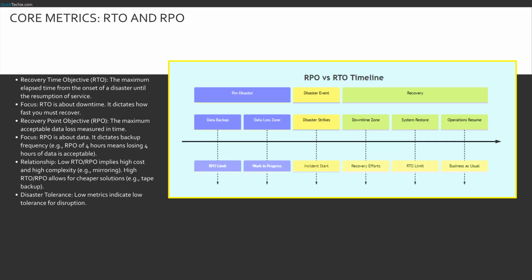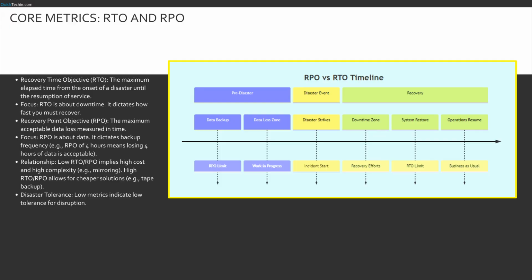The BIA yields two absolute metrics: RTO and RPO. You must know these for the exam. RTO, or recovery time objective, is the clock. It specifies the maximum elapsed time to get an application back online after a disaster. If your RTO is 4 hours, you must be up and running 4 hours after the crash.